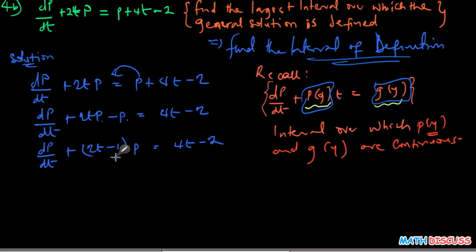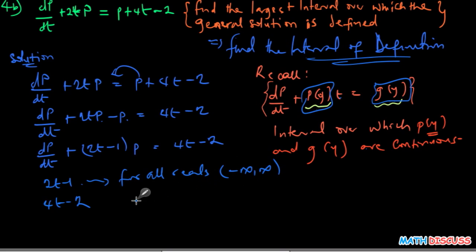Now looking at what we have here, our p of t is representing 2t minus 1. So this is 2t minus 1. And then our g of t is 4t minus 2. So this function is continuous for all real numbers, on this interval here. And similarly 4t minus 2 is also continuous for all reals.